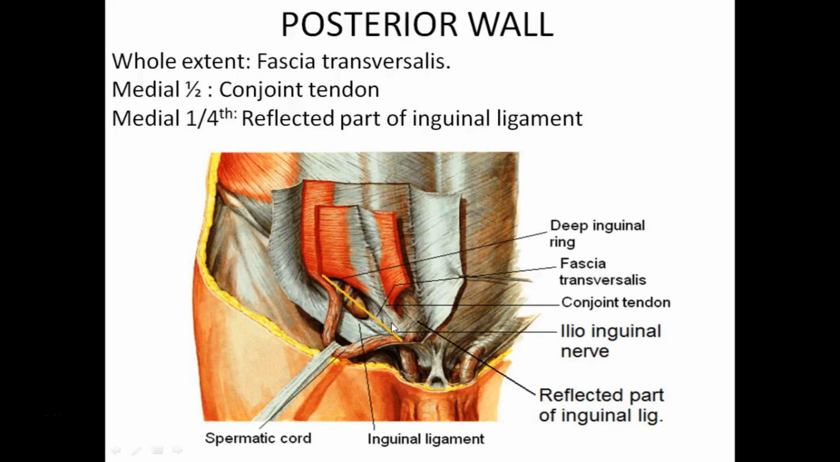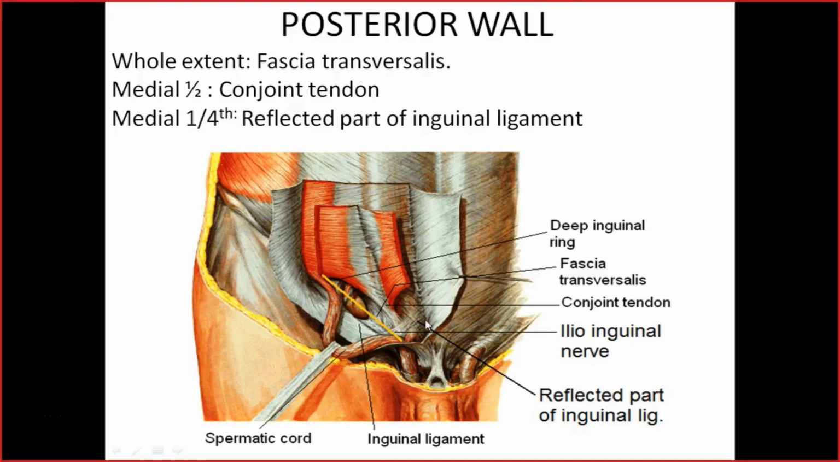So medial half of posterior wall is contributed by conjoint tendon, and also the medial 1/4 is contributed by reflected part of inguinal ligament. We all know this is the inguinal ligament. From the inguinal ligament we get some reflected part which is carried posteriorly to contribute for the posterior wall of inguinal canal only in the medial 1/4. So this is how posterior wall is placed for the inguinal canal.